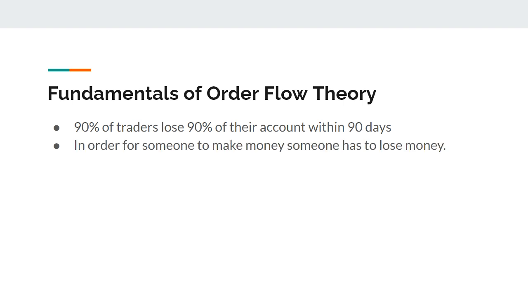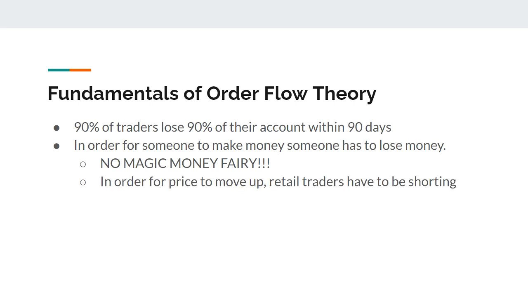So the fundamentals of order flow are that in order for someone to make money, someone has to be losing money. And this is entirely true. Whenever you earn money in Forex, it doesn't come from a magical money fairy. It comes out of the pockets of someone who just lost money. In order for price to go up, retail traders have to be selling. In order for price to move down, retail traders have to be buying.